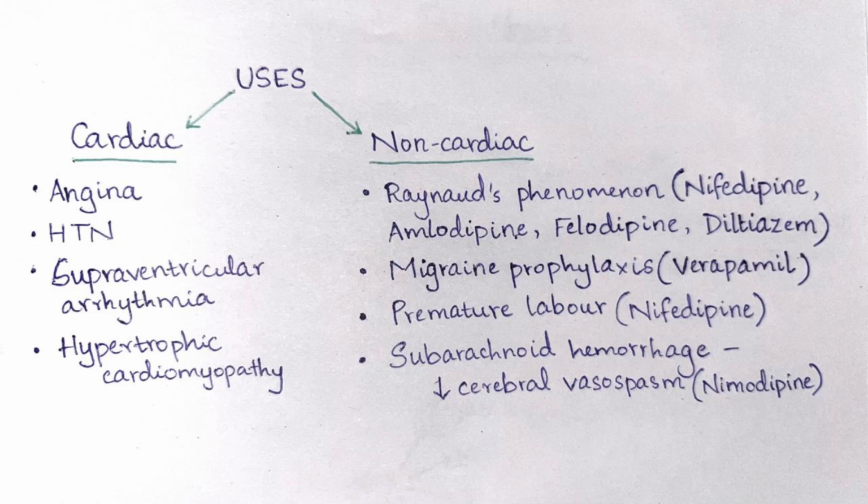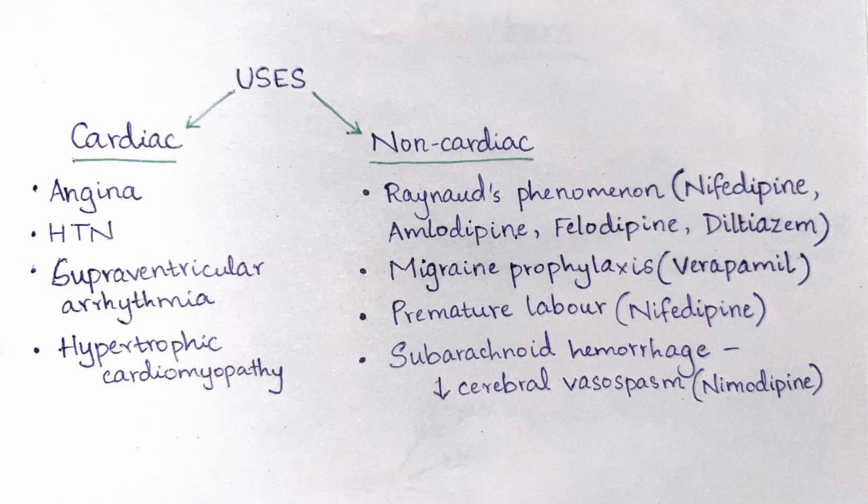Raynaud's phenomenon is a condition which occurs in response to extreme cold or stress. There will be discoloration in the extremities, such as fingers and toes, due to decreased blood flow. Verapamil is useful for prophylaxis of migraine. Nifedipine has uterine relaxant action, so it can be used in case of premature labor.